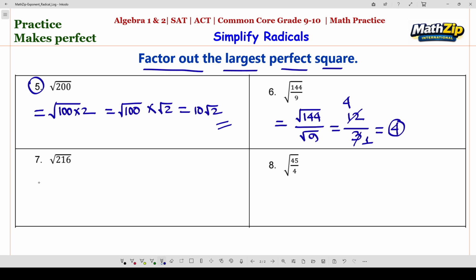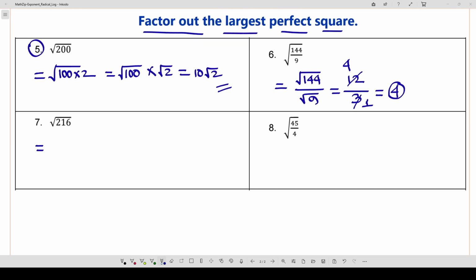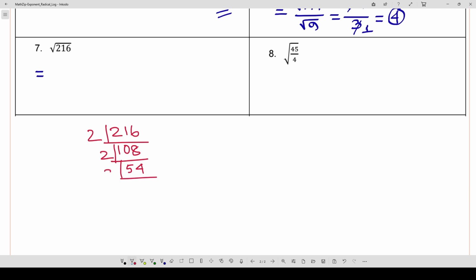Next, 216. This one. First, we have to find out, is it a perfect square? Let's find out. First, here is 216. We can divide by 2. Then we get 108. Again, we can divide by 2. So here is 54. Now, here we can divide by 2. Here is 27. Now we can divide by 3. It will be 9. We can divide by 3. It will be what? 3.